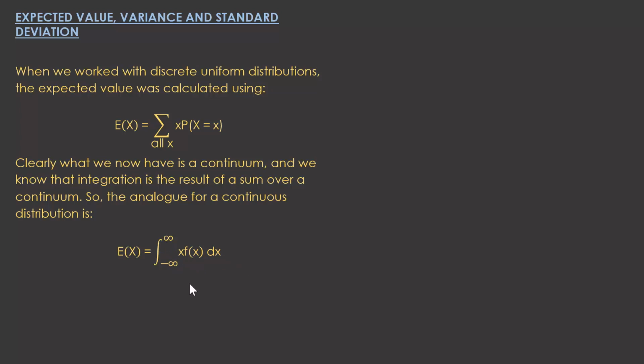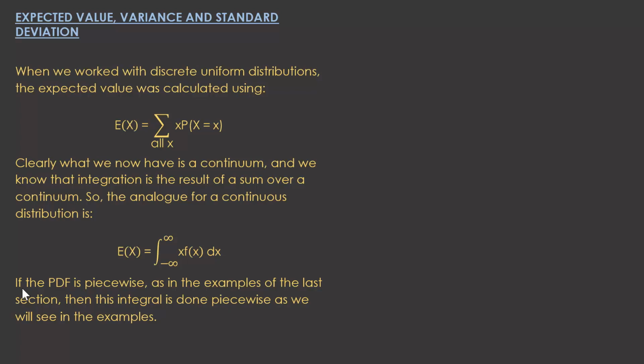In practice, of course, if we only have p of x non-zero in a particular interval, and we've met PDFs before, then we would have x times p of x between those values. Also, if the PDF is piecewise, as in the examples of the last section, then this integral is done piecewise, as we will see in the examples that follow.